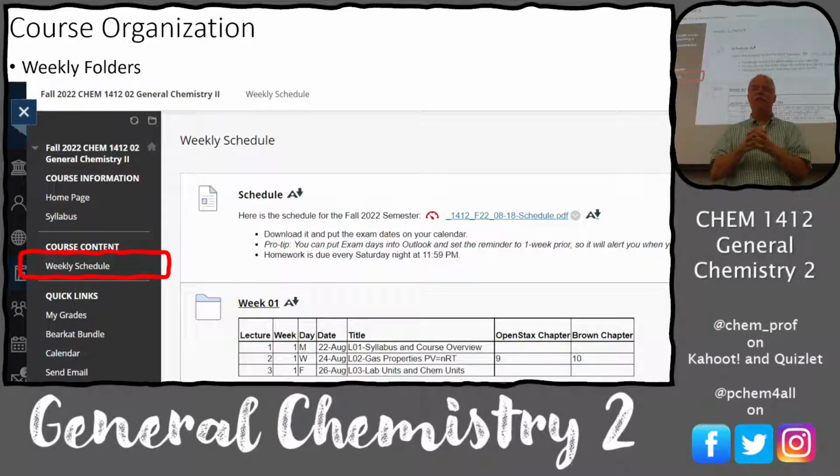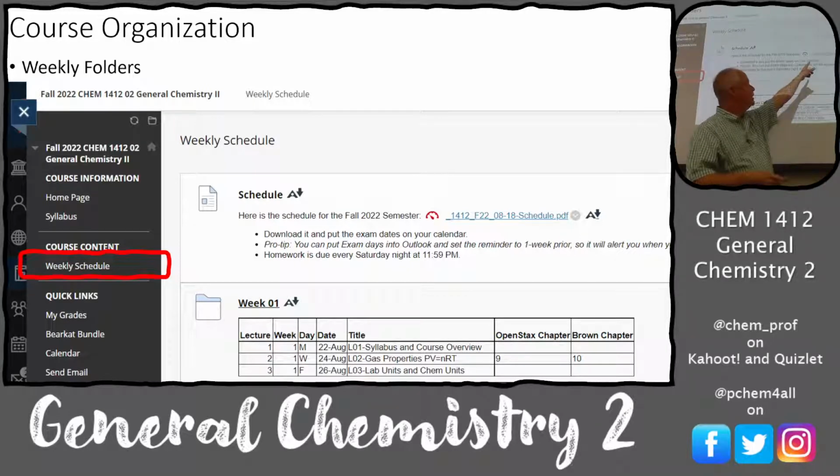You know where all the material is, it's in that weekly folder. And you have a schedule that you can download, this PDF here that has the whole semester lined out. You go put it on your calendar. If you have Outlook, you can set reminders for various things like exams, and you can set those reminders a week in advance. So you're cruising along, you check your email in the morning, and Outlook pops up with a reminder that says you have an exam in 1 week. That's kind of nice. So get used to using those tools.